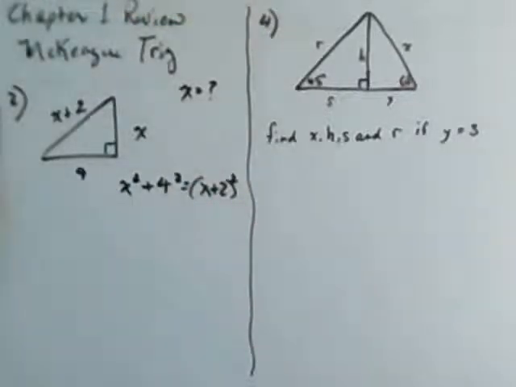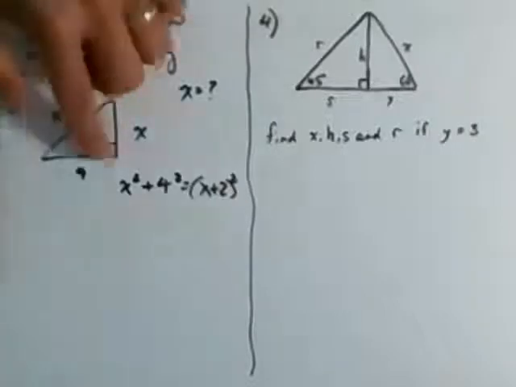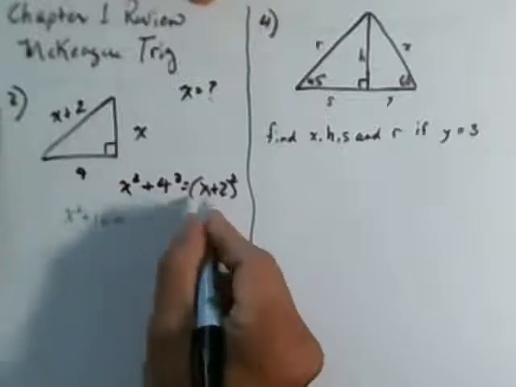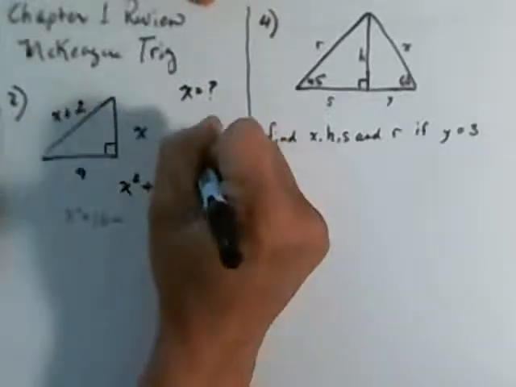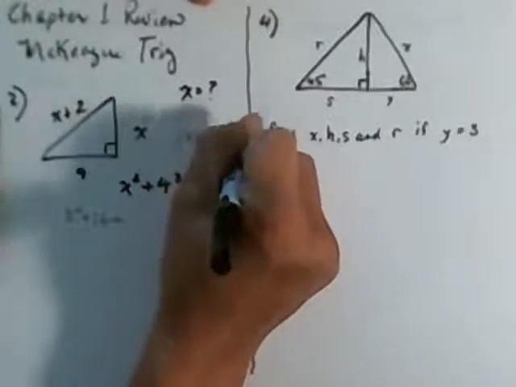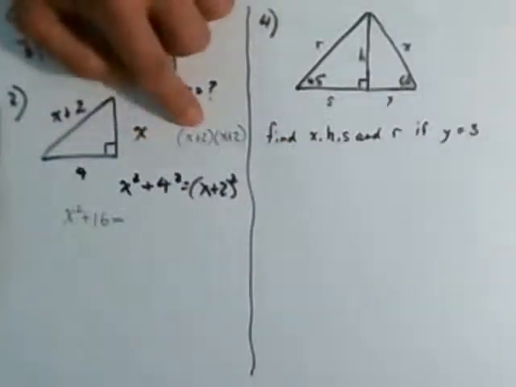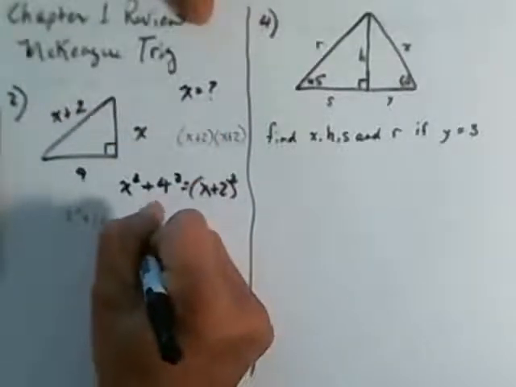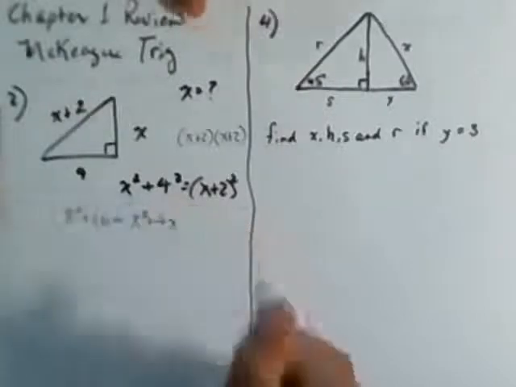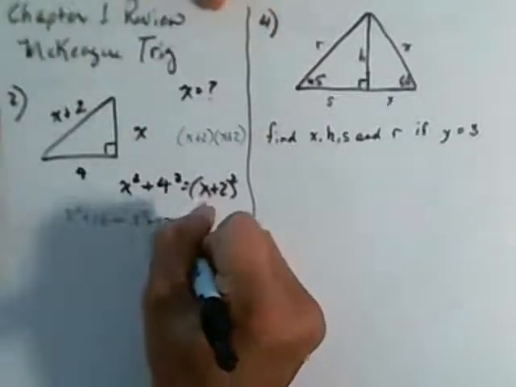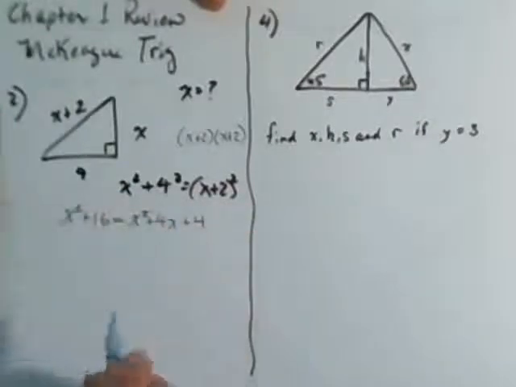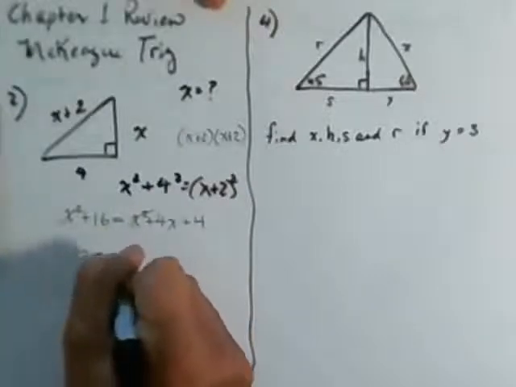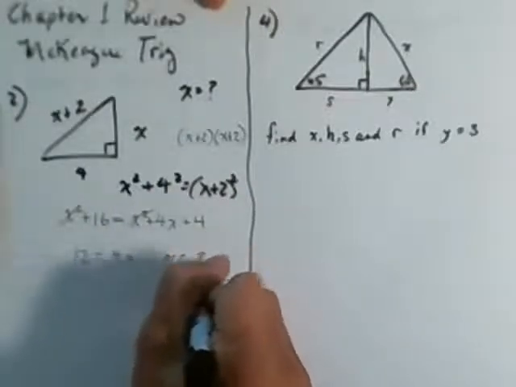I'm going to use a different pen because my ink is running out a little bit. X squared plus 16 is equal to x plus 2 quantity squared, which is x plus 2 times x plus 2, guys. So don't forget, you have to FOIL this out. That's a common mistake. You go x squared plus 4, that's actually absolutely wrong. So it's going to be x squared plus 4x, 2x plus 2x is 4x, plus 4. Notice that the x squares cancel. You subtract x squared from both sides. Subtract 4. 12 is equal to 4x, and x is equal to 3.